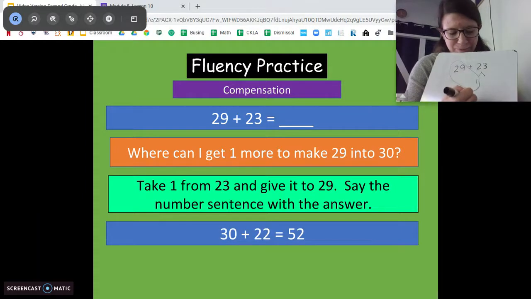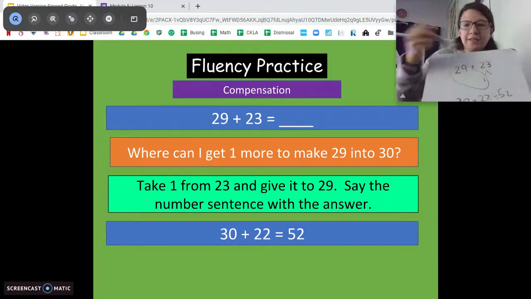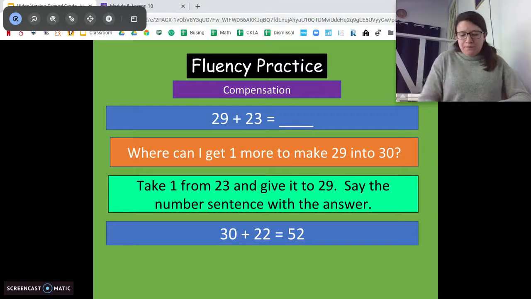30 plus 22 equals 52. No matter the order, so it doesn't matter if the number closer to 10 is here or here, you can still do it. You can take 1 from either number. All right, let's do another one.